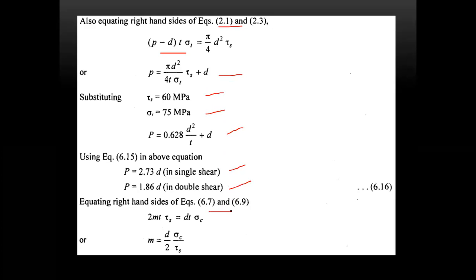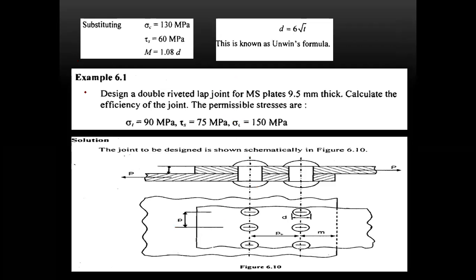From equations 6.7 and 6.9, we get the margin: 2 m t tau s equals d t into sigma c, where m equals d by 2 into sigma c by tau s. Substituting the values, sigma c is 130 MPa and tau s is 60 MPa, capital M is equal to 1.8 d, where d is equal to 6 root t, which is known as Unwin's formula. With these formulas, we can start doing the problems.